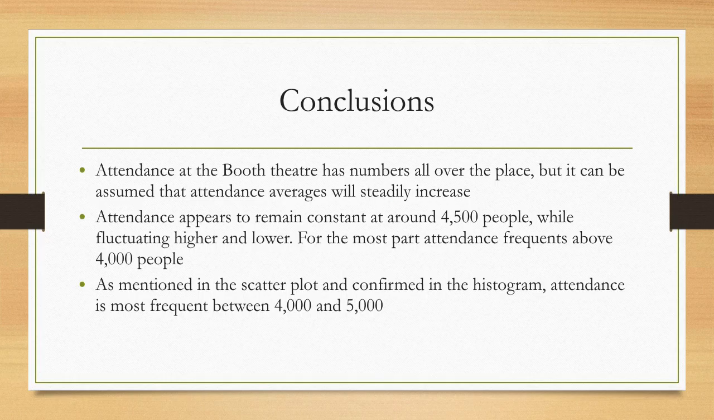So after analyzing the graphs and the data set, a few conclusions we can make is that attendance at the Booth Theater has numbers all over the place, but it can be assumed that attendance averages are slowly increasing. Attendance appears to remain constant around 4,500 people while fluctuating higher and lower. For the most part, attendance frequents above 4,000 people. And as mentioned in the scatter plot and confirmed in the histogram, attendance is most frequent between 4,000 and 5,000 people.